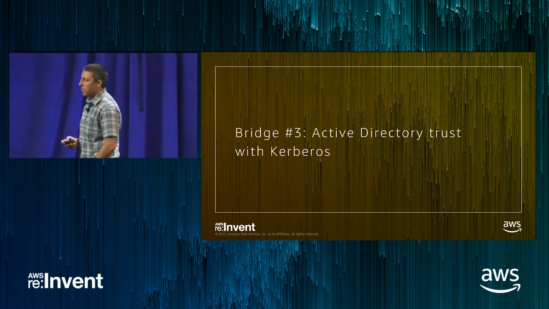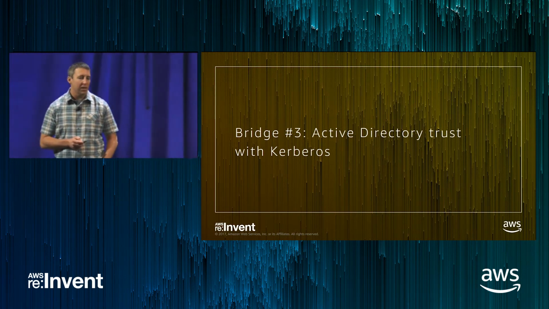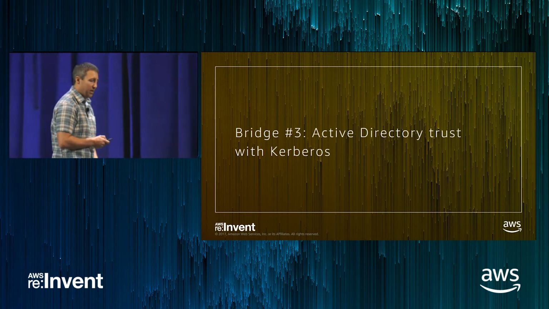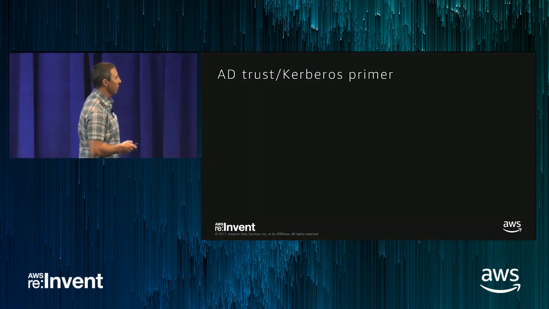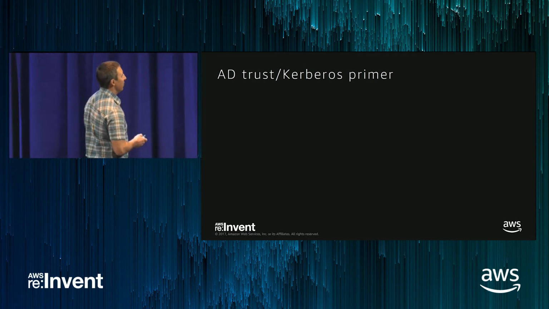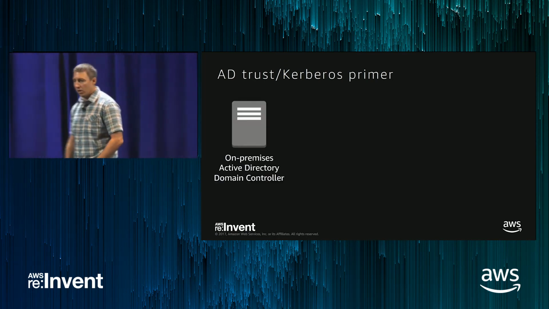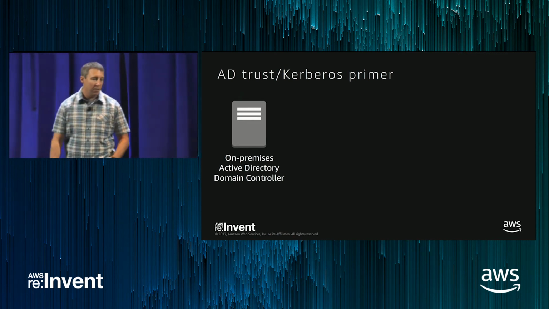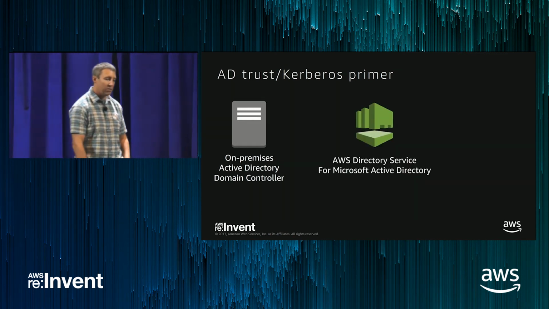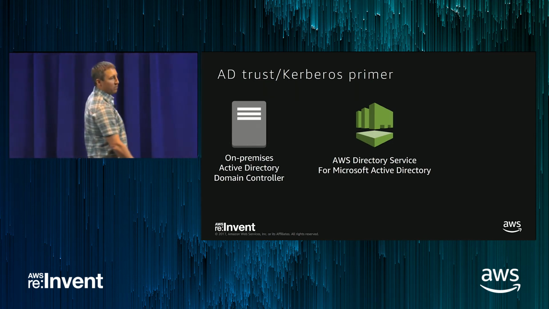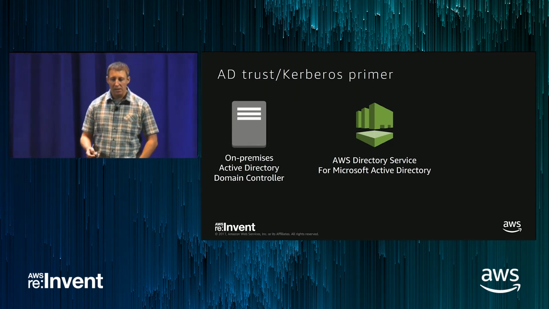And this is admittedly stretching probably the traditional definition of federation, but we're going to consider AD Trust with Kerberos to be our next bridge into AWS. In this world, we've got our on-prem domain controller. Most folks are going to be using Active Directory. And we're going to use AWS Directory Service for Microsoft AD as a bridge.